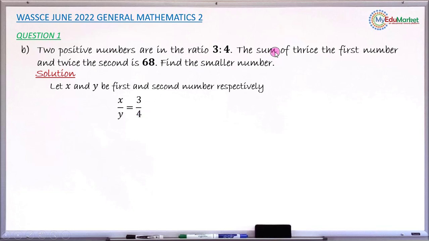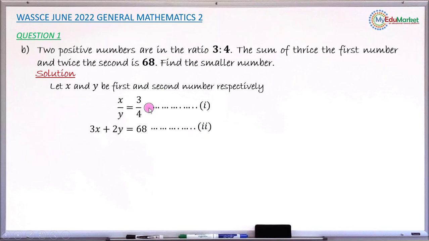Now move to the question again. The sum of thrice the first, that is 3 times x, added to twice the second, that is 2 times y, gives the answer 68. That gives me a second equation: 3x plus 2y equals 68. So I call this equation 1, and this equation 2.